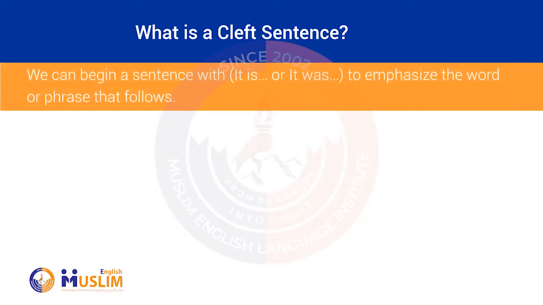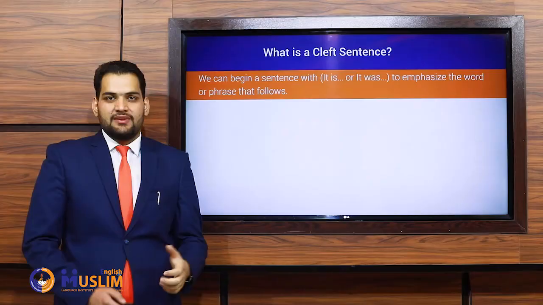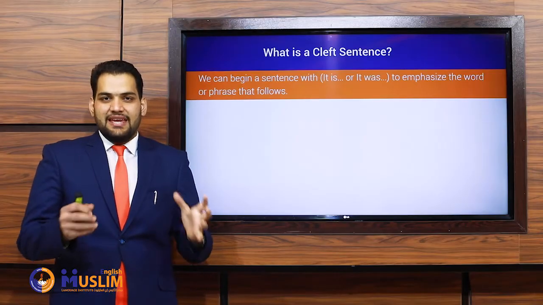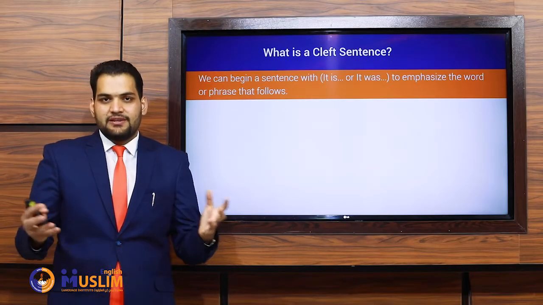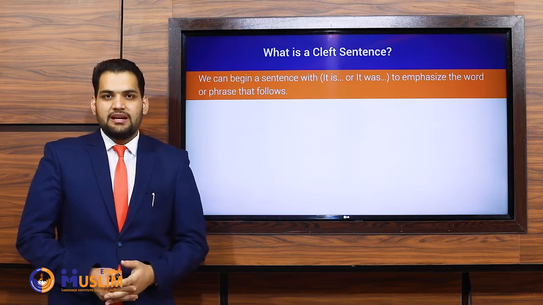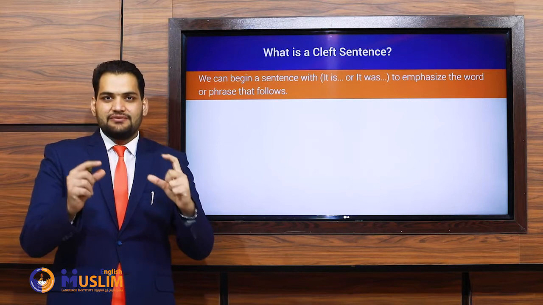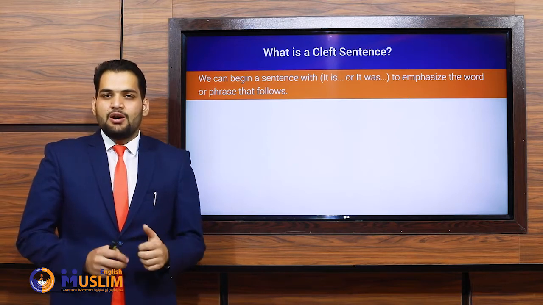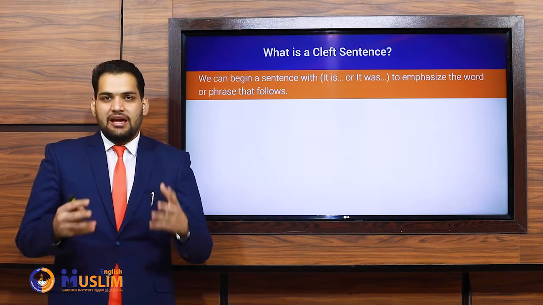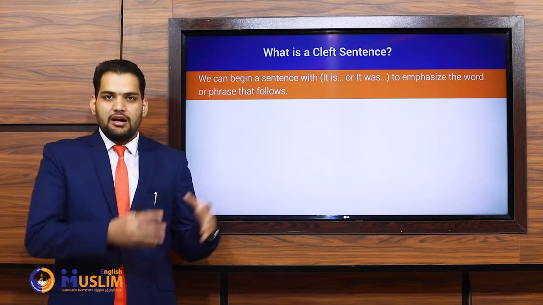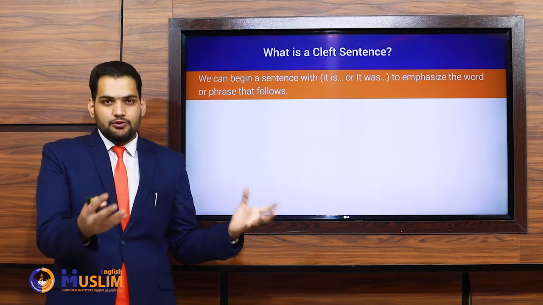We can begin a sentence with it is or it was to emphasize a word or phrase that follows. In the English language, we can emphasize words, and there are different ways for them. One of the ways for emphasizing a word is using a cleft sentence. Remember, we can use a cleft sentence for emphasizing a word or a phrase. A phrase means a group of words.